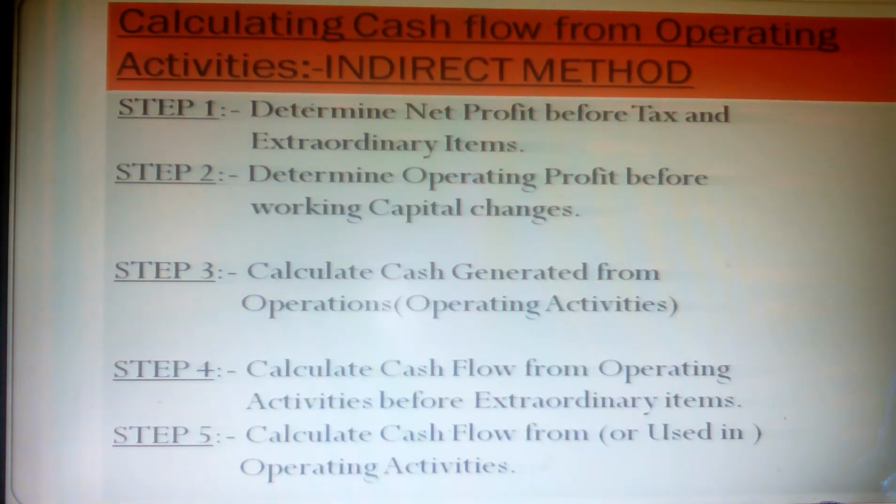To calculate cash flow from operating activities by the indirect method, we have to follow 5 steps. Step 1, determine net profit before tax and extraordinary items. That is very, very important. Step 2, determine operating profit before working capital changes. Step 3, calculate cash generated from operations. Step 4, calculate cash flow from operating activities before extraordinary items. Finally, step 5, calculate cash flow from or used in operating activities. That's it, totally 5 steps. Now we are going to discuss every step accordingly.